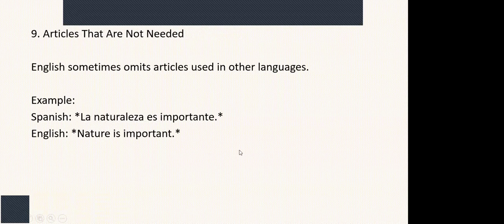Take a look. Articles that are not needed. Sometimes English omits articles used in other languages, namely Spanish. La naturaleza es importante. So, nature is important.